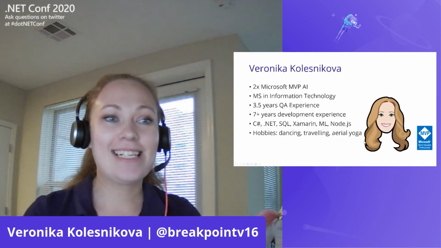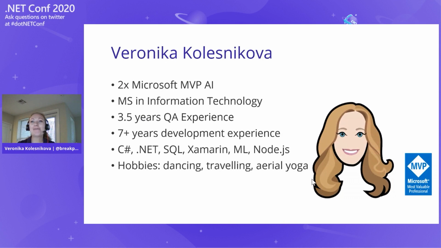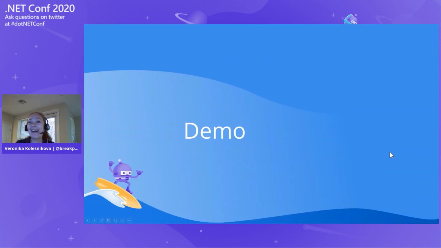Here are the slides, just to introduce myself. I am Veronica Kolesnikova. I am twice Microsoft MVP in AI. I have my master's in information technology. I love all the Microsoft technologies. I'm working with C Sharp, .NET, SQL, love Xamarin, love machine learning. Recently, I started working a little bit with Node.js and React and that side of things. My hobbies are dancing, traveling, and aerial yoga. And that's it. That's the last slide.